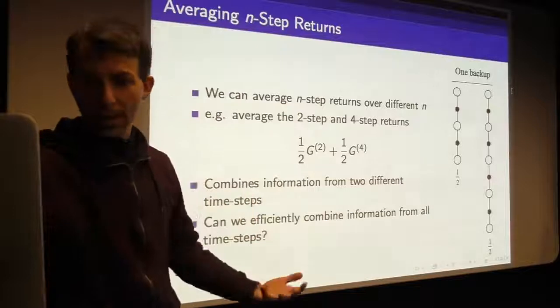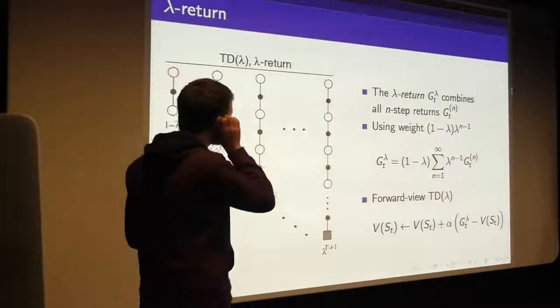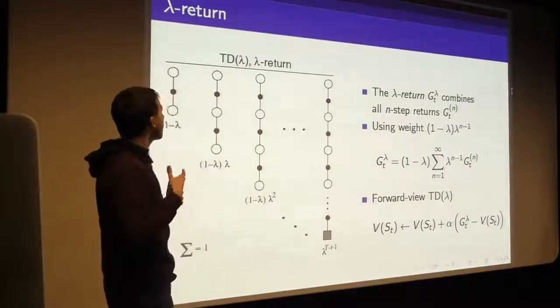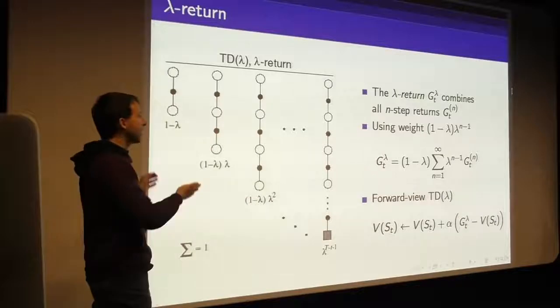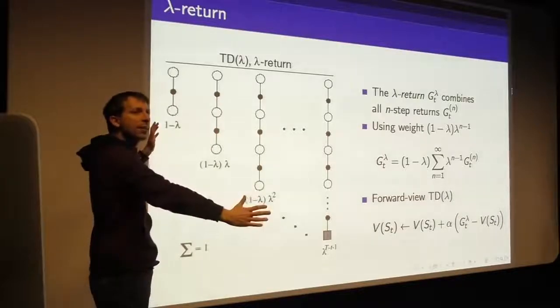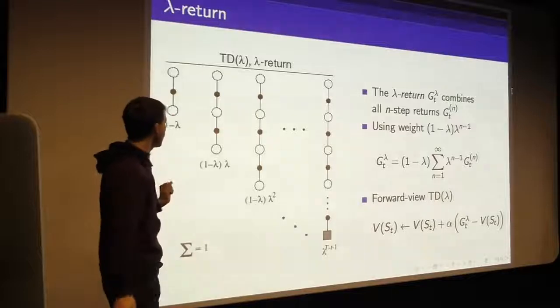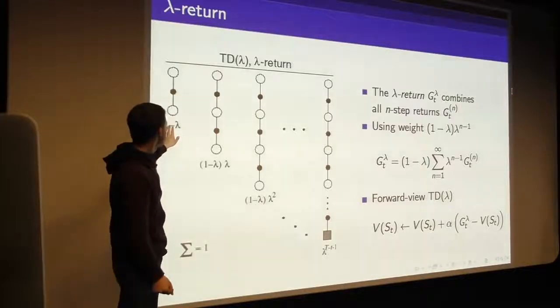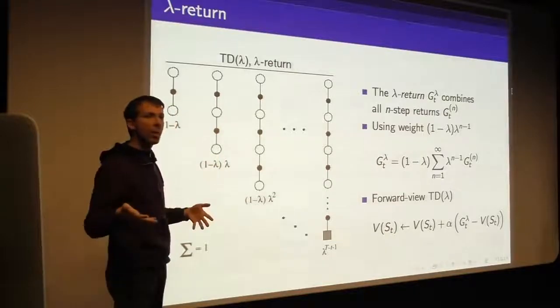And the answer is, yes, we can do that efficiently. And the algorithm basically is called TD lambda that does that. So the main idea is to use this quantity which is called the lambda return. And the lambda return is like a geometrically weighted average of all n going into the future. And so the idea is that we've just got this constant lambda, which is between 0 and 1.